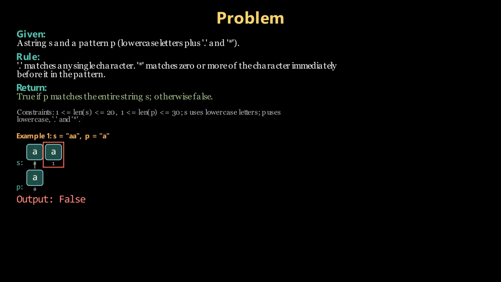Example 1, S is A A, pattern is A. The lone A matches only the first character, the second A is left over, so the full string does not match. The answer is false. Example 2, S is still A A, but the pattern is A star. The star lets the A repeat, so both characters are covered. The answer is true.